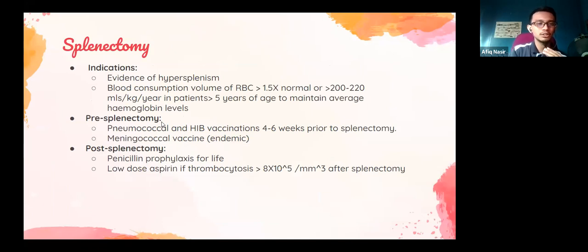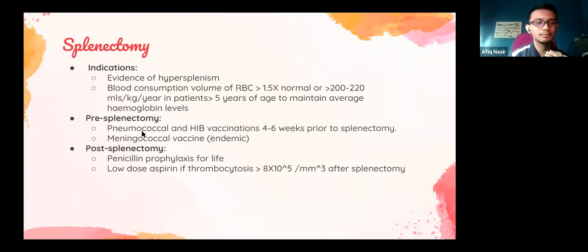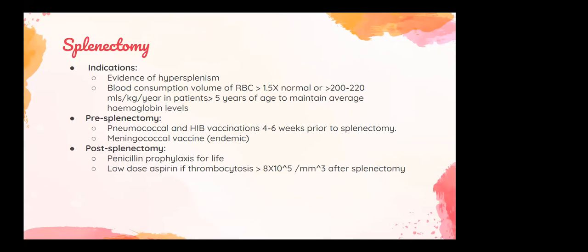There are certain times that a splenectomy should be done, when there is evidence of hypersplenism and also when there is high blood consumption. Before splenectomy, the patient must have pneumococcal and Haemophilus influenzae B vaccinations 4 to 6 weeks prior to splenectomy. Why these two? Because when the spleen is removed, the patient will have low immunity. Why pneumococcal, why Haemophilus influenzae, what type of organism?